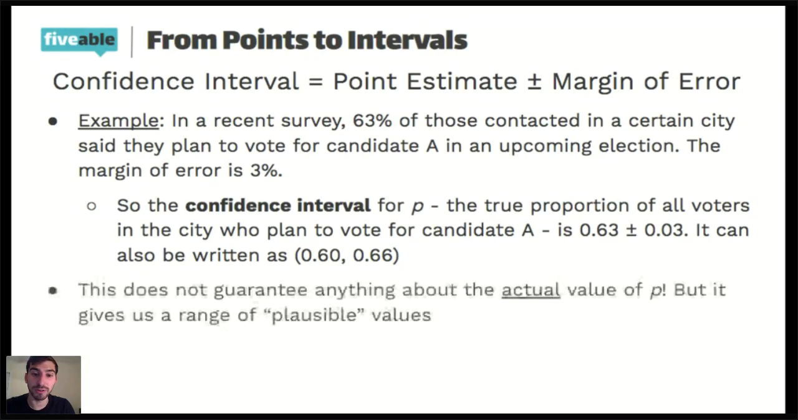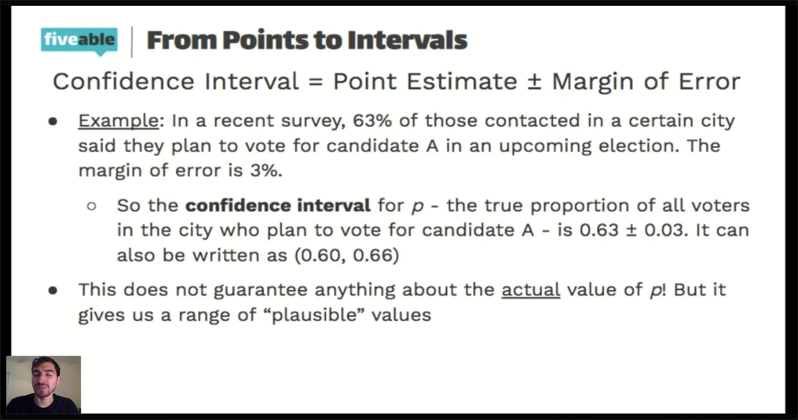And what I also hope you know is that those numbers, that 0.6 to 0.66, don't necessarily have to be true. We don't know anything about what people are actually going to do when it comes time to vote, or if the results from our survey are actually accurate. It just gives us a range of guesses.